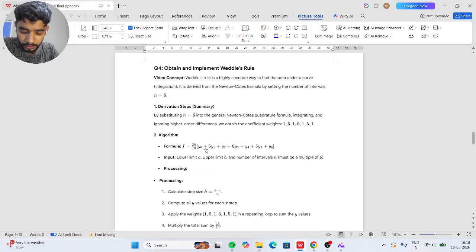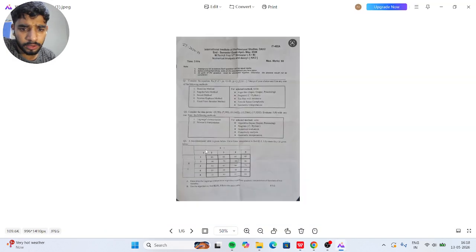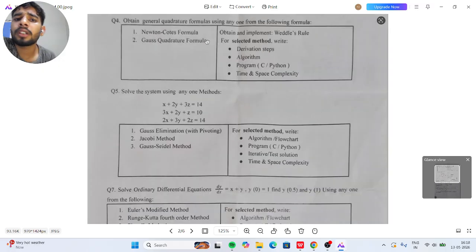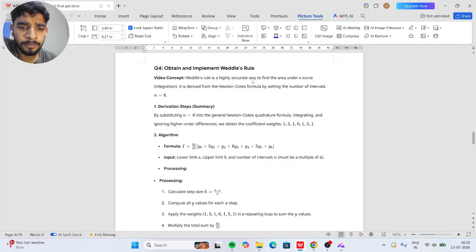Now we come to question 4. Here is the question 4. Obtain the general quadrature formula using one from the following, Newton's quadrature, and obtain Weddle's rule, with derivation, algorithm, program, and time and space complexity.